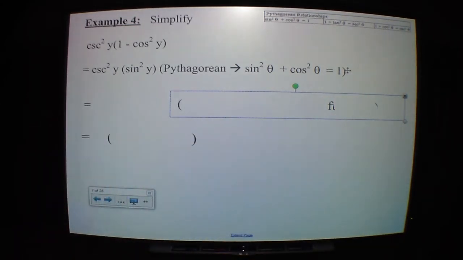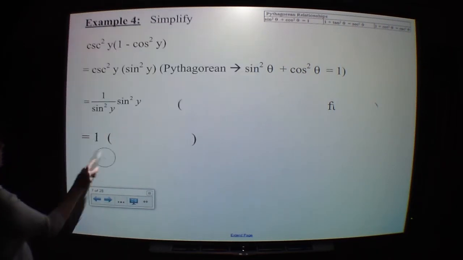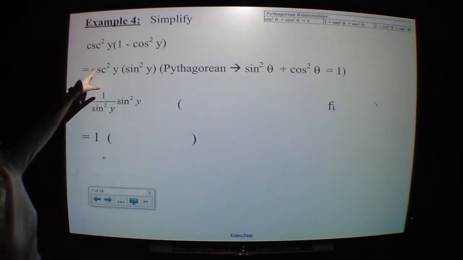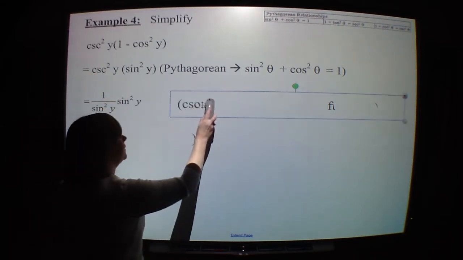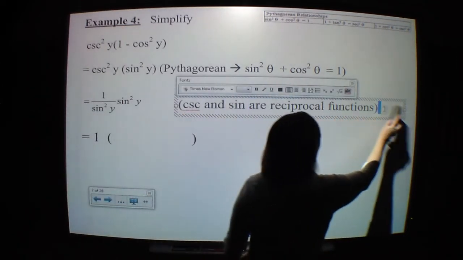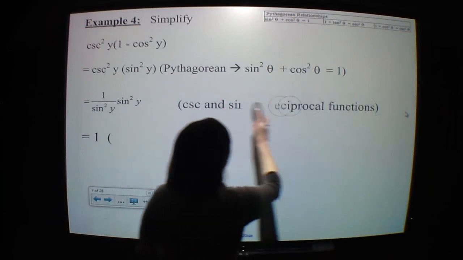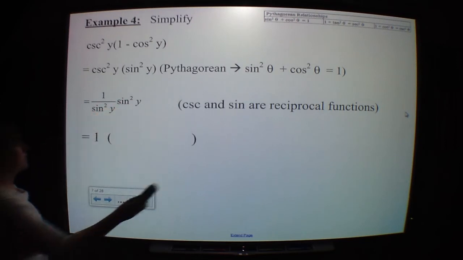I just move the cosine squared to the other side, and you get sine squared is equal to 1 minus cosine squared. I hope you know that cosecant is 1 over sine. So I have 1 over sine times sine squared. They're reciprocal functions. And so that cancels out, so the answer is 1.